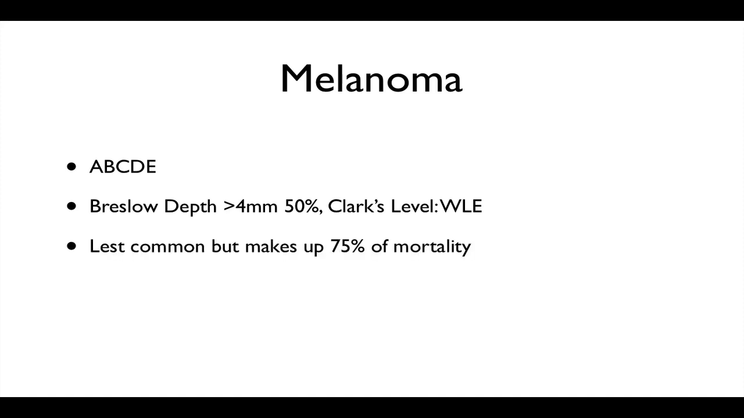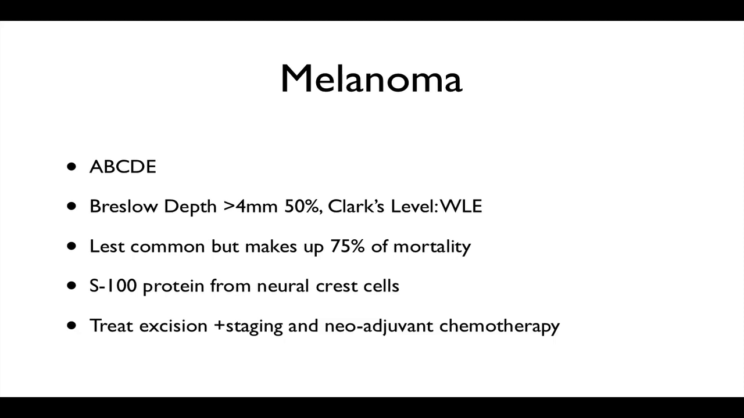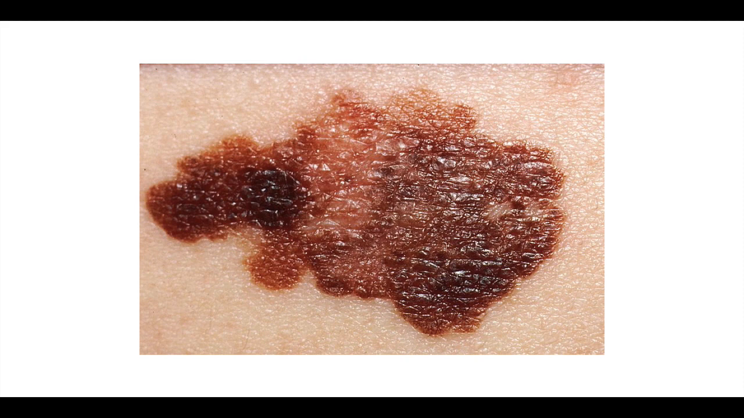It's the least common of the melanomas, but it makes up 75% of the mortality, and it can metastasize to the brain, to the lungs, and to the liver, and to bone. And S100 protein, which is derived from neural crest cells, can be taken on serum. So you treat with excision, a wide local excision, as you said, and then you stage it, and then depending on what you find, you might need neoadjuvant chemotherapy, and it's treated with a multidisciplinary team. And that's what a malignant melanoma looks like. So it's a regular color, regular borders, and that needs excision as soon as possible and staging.